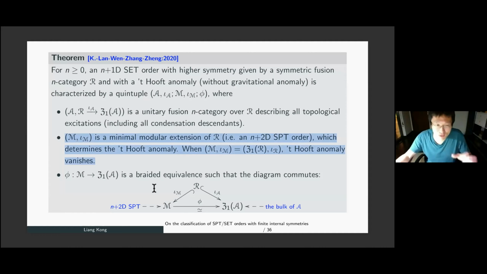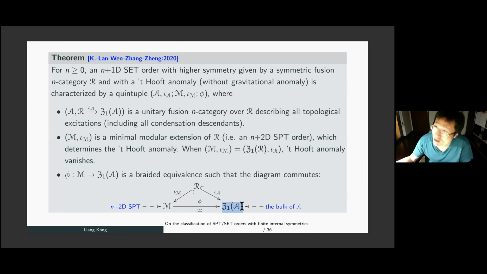So now putting everything together, you have A to describe the topological order, the SET. It might have an anomaly, caught by its bulk. So let's check its bulk. M is the one-dimension-higher SPT. If this M is non-trivial, then it has an anomaly. If M is equal to the trivial one, then it describes an anomaly-free SET. So you see, this method is very flexible. It can describe anomalous SET, and it can describe anomaly-free SET.